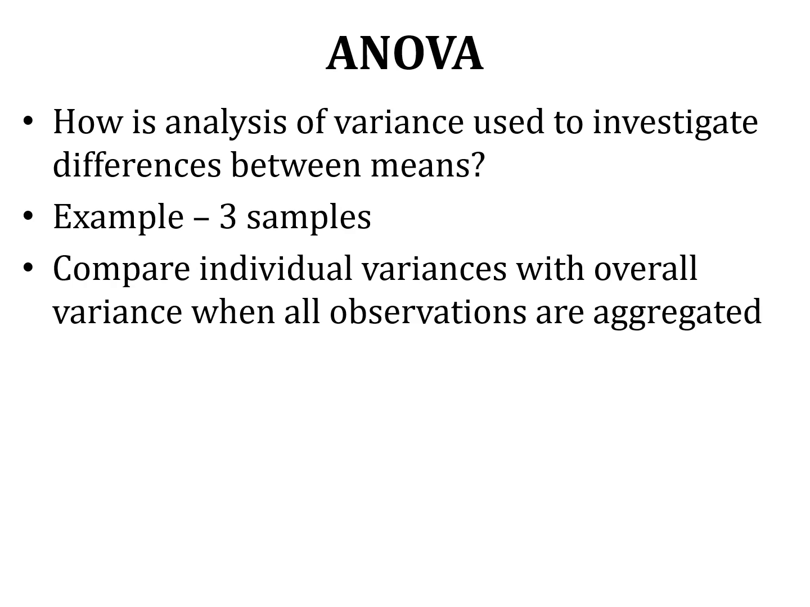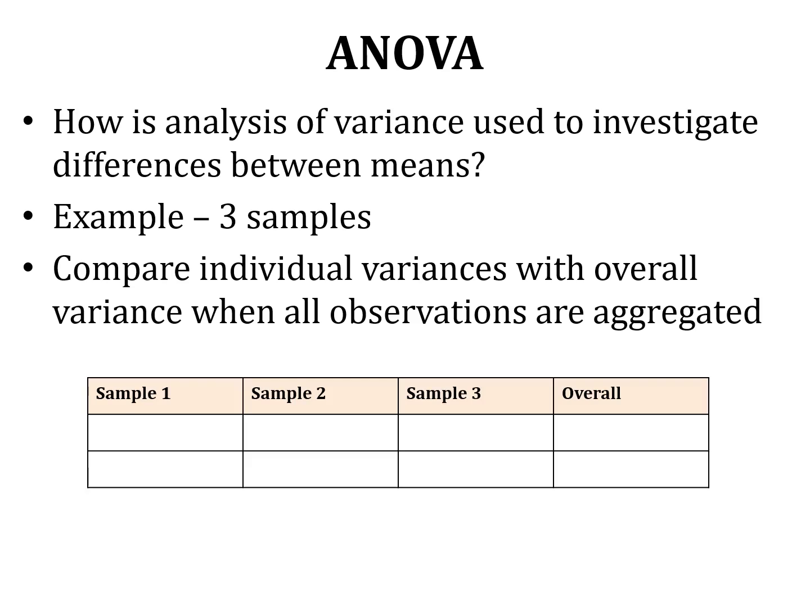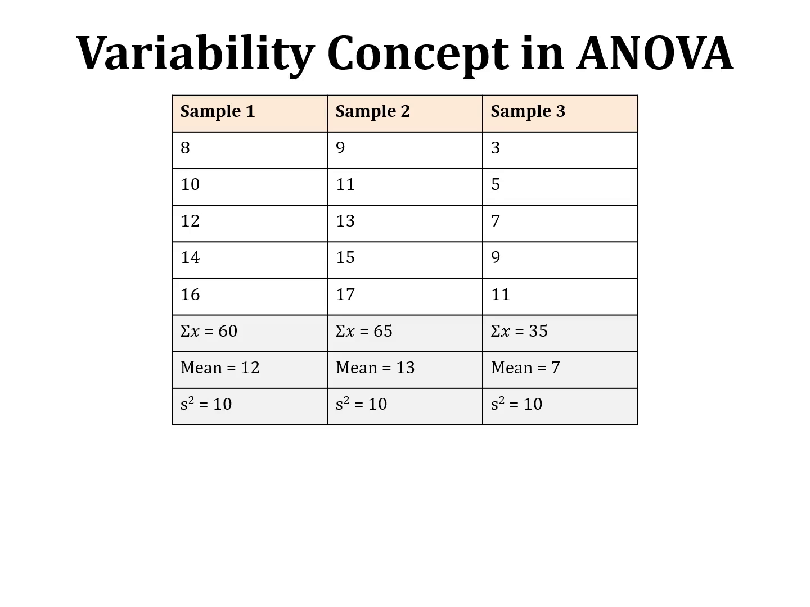So we will try to answer this question by taking an example of three samples, and we are going to compare the individual variances with the overall variance when all observations are aggregated. So let's say we have these three samples, and then we are going to take their overall variances as well. So let's see. These are the observations in the three samples, and you can see that there are 5 observations in each of these three samples, and their sum of observations, summation x, their mean values, and the variances are given.